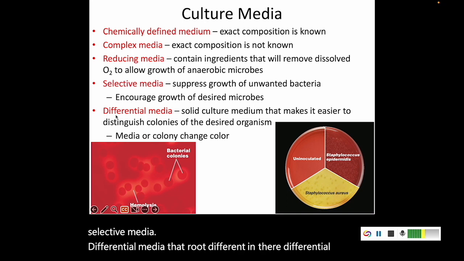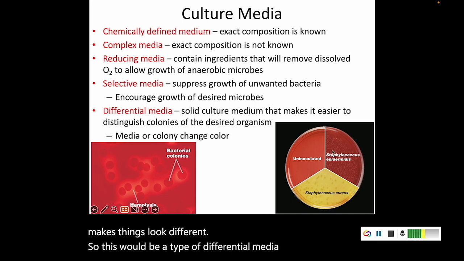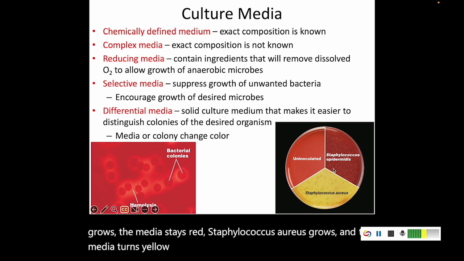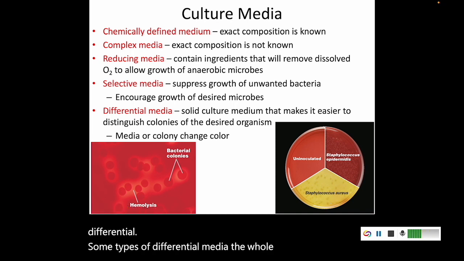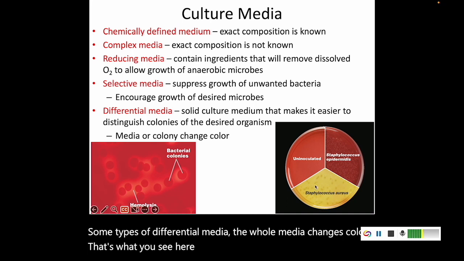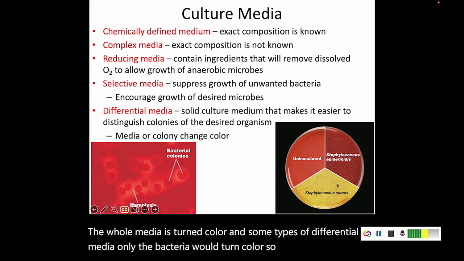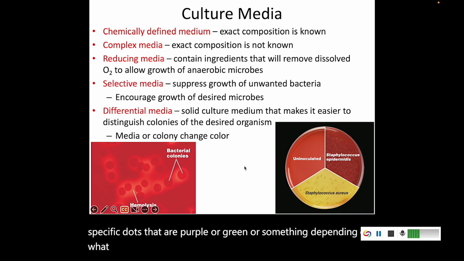Differential media, see that root "different" in there? Differential media makes things look different. This would be a type of differential media. Staph epidermidis grows, the media stays red. Staphylococcus aureus grows, and the media turns yellow. So the media changes color because it's differential. In some types of differential media, the whole media changes color. That's what you see here. In other types of differential media, only the bacteria turn color, so you would only see specific dots that are purple or green or something, depending on what type of differential media it is.